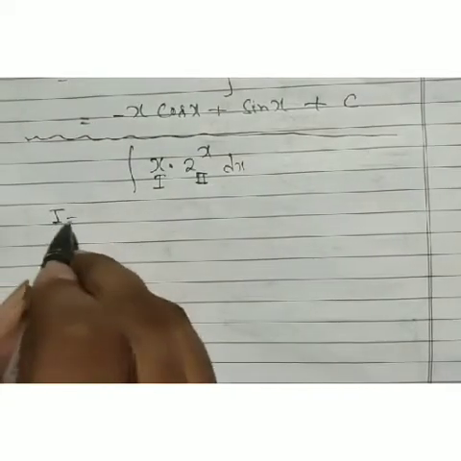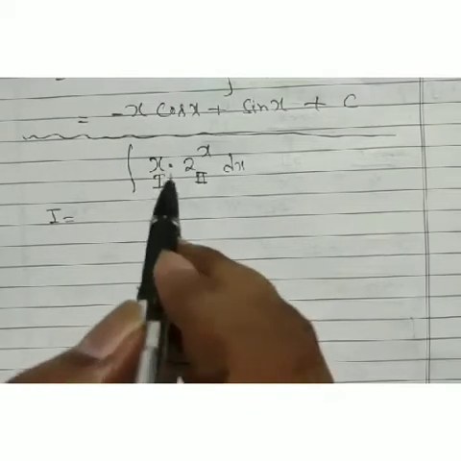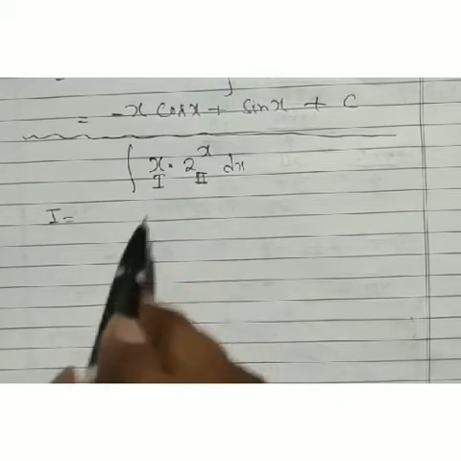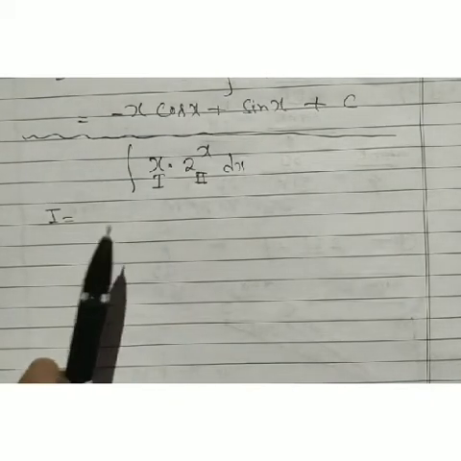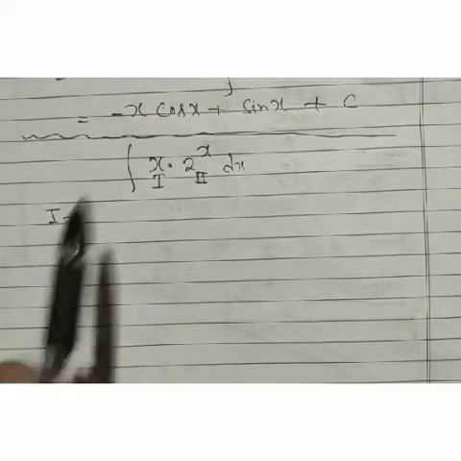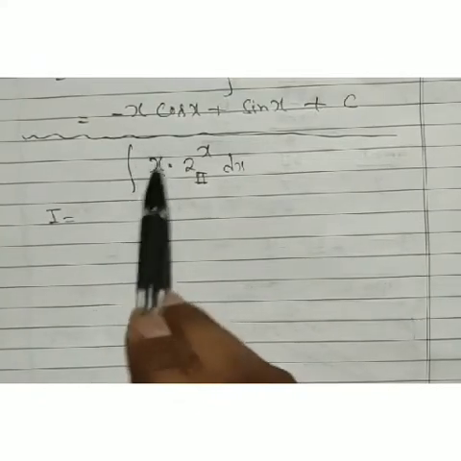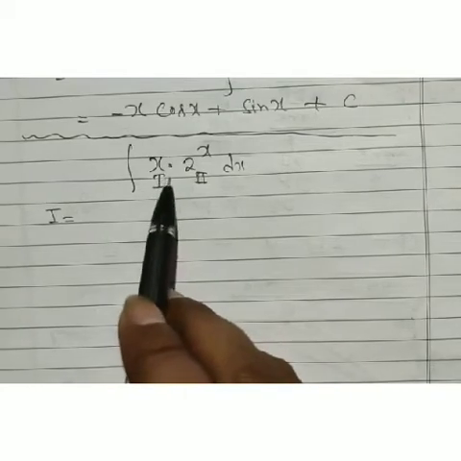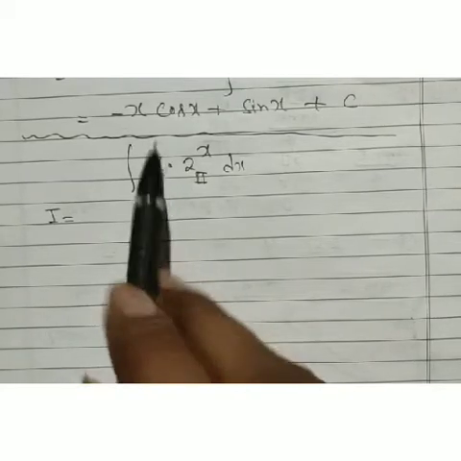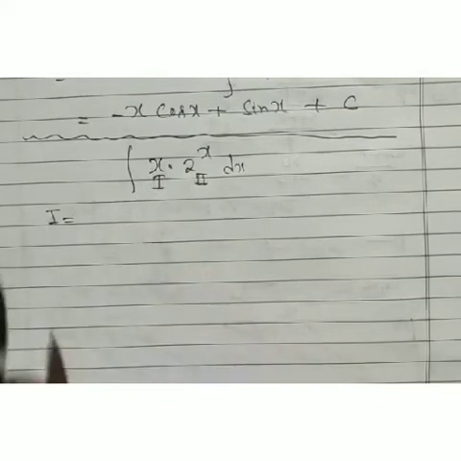And look, since it's algebraic and exponential, algebraic comes first, so we have to take x as the first function. Another point: when we have an algebraic function and use integration by parts, we try not to raise the power, because in integration the power rises. That's why here we take x as the first function.